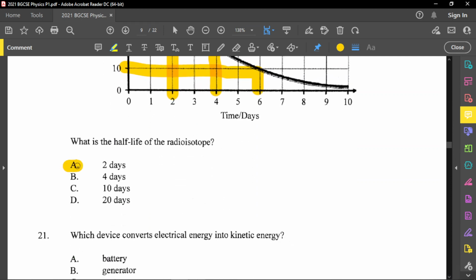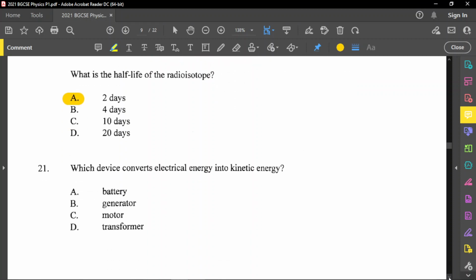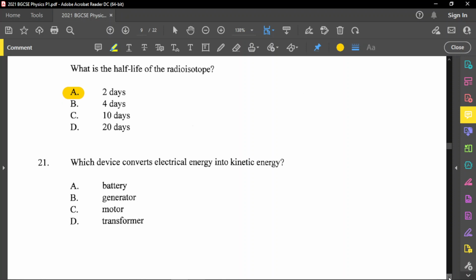Half-life is 2 days. Question number 21 is, which device converts electrical energy into kinetic energy? And so what you're looking for here, again, is to convert electrical energy into kinetic energy. And so a battery is actually chemical to electrical. A generator is actually kinetic to electrical, so it's the opposite of what you're actually asking. Motor now, it uses electrical energy to cause turning, so the motor is the correct answer. A transformer, no, is a spare electrical energy that is flowing through it.